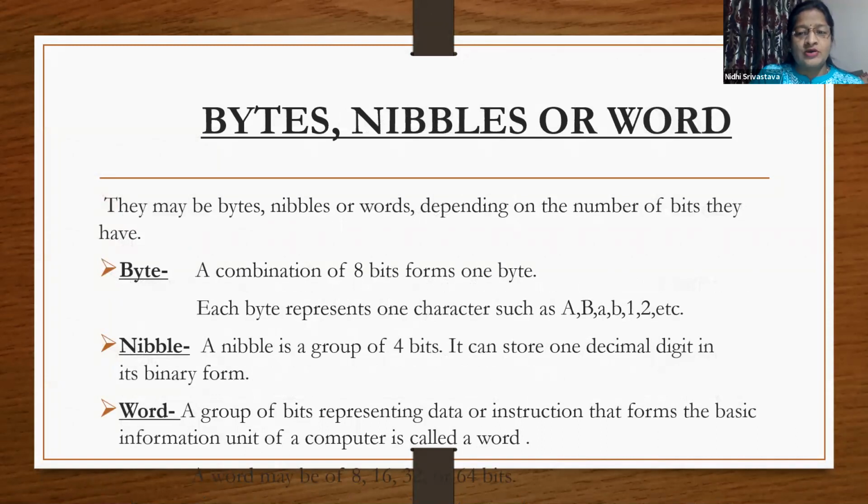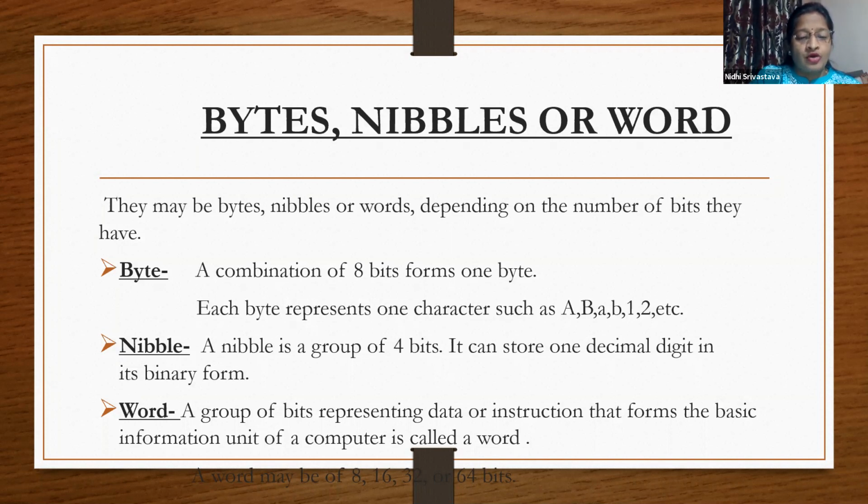Bytes, nibbles or words. They may be bytes, nibbles or words depending on the number of bits they have. Byte: a combination of 8 bits forms one byte. Each byte represents one character such as A, B, small a, small b, 1, 2, etc. Nibble: a nibble is a group of 4 bits. It can store one decimal digit in its binary form.